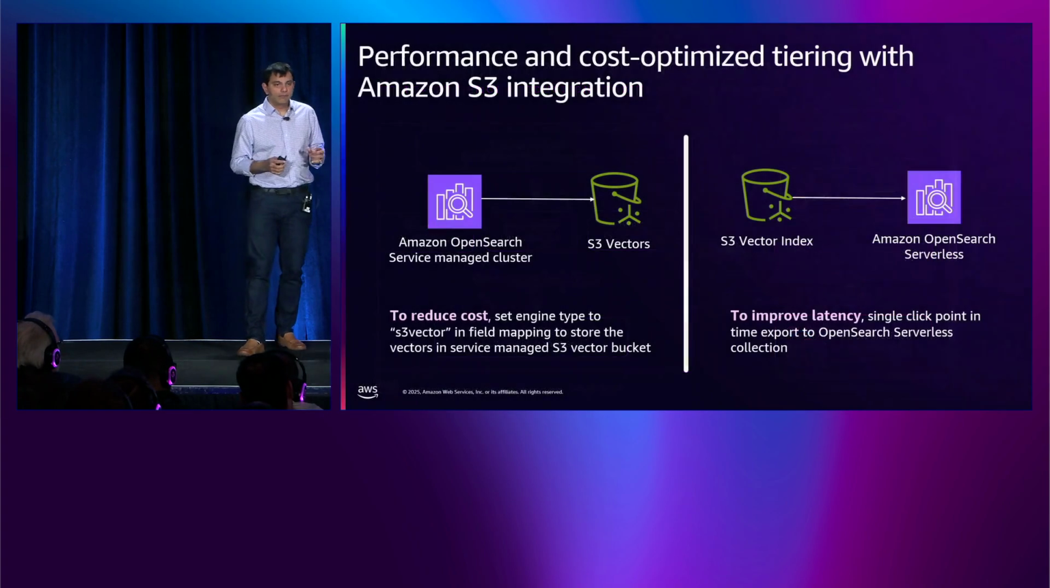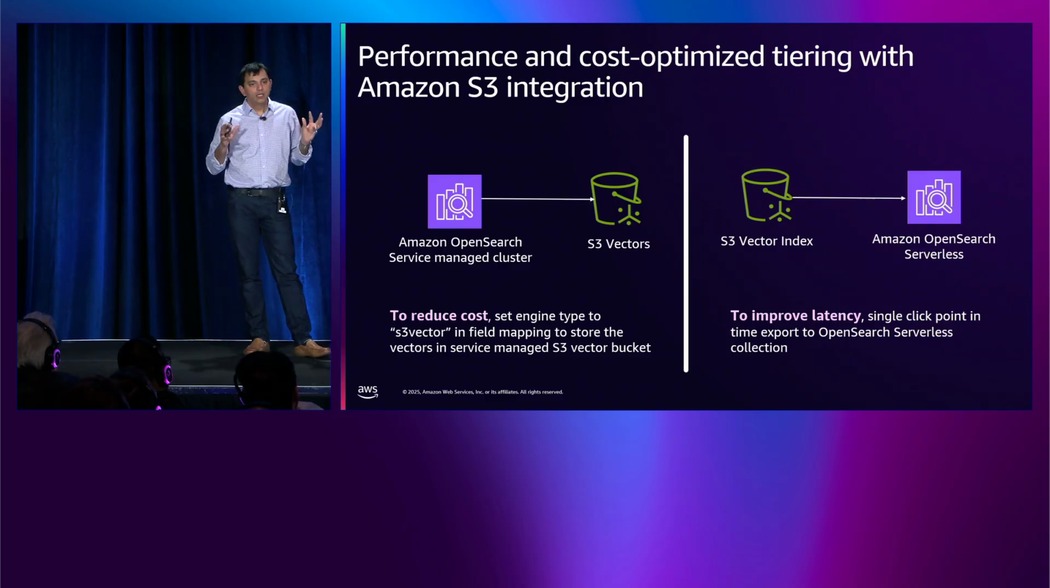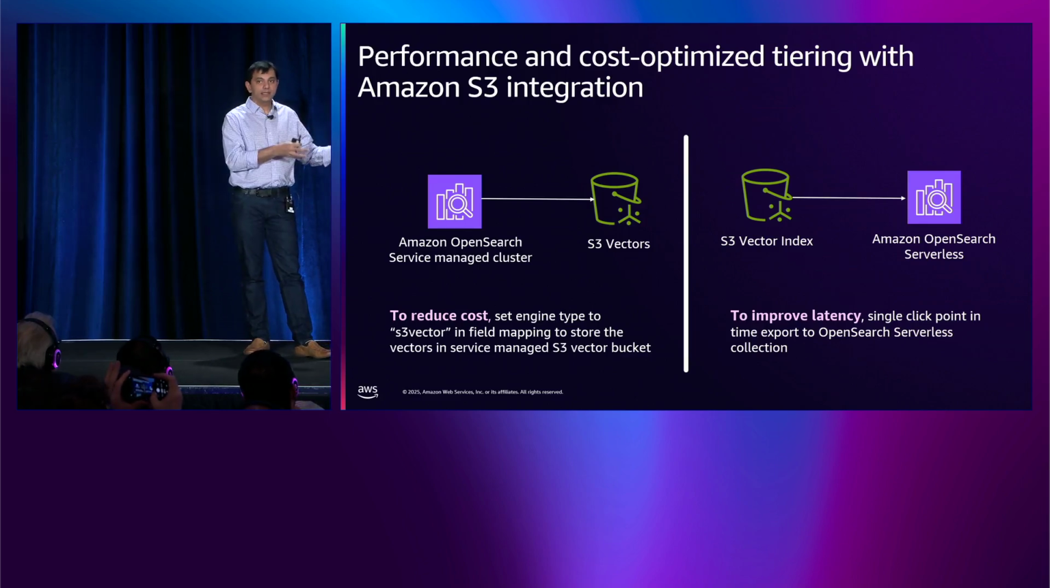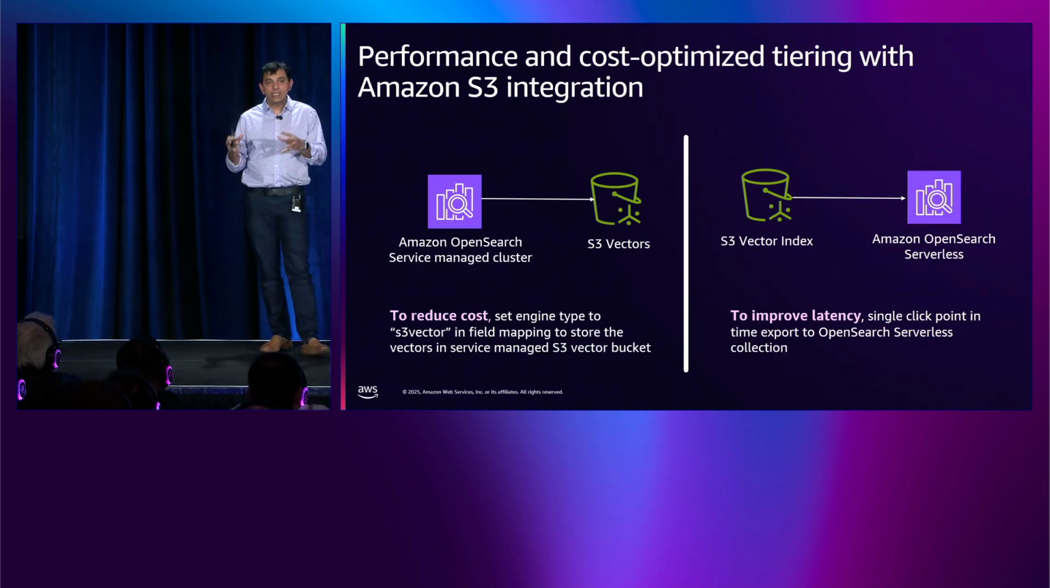The other way to do this is to use S3 vectors, which we just announced. And there are two integrations we have with S3 vectors. One is you provision a cluster, and you can now pick S3 engine as a vector engine in OpenSearch. Once you pick S3, when you send us the vector embeddings, we'll store them in S3 instead of storing them in OpenSearch. You can still keep the lexical index in OpenSearch.